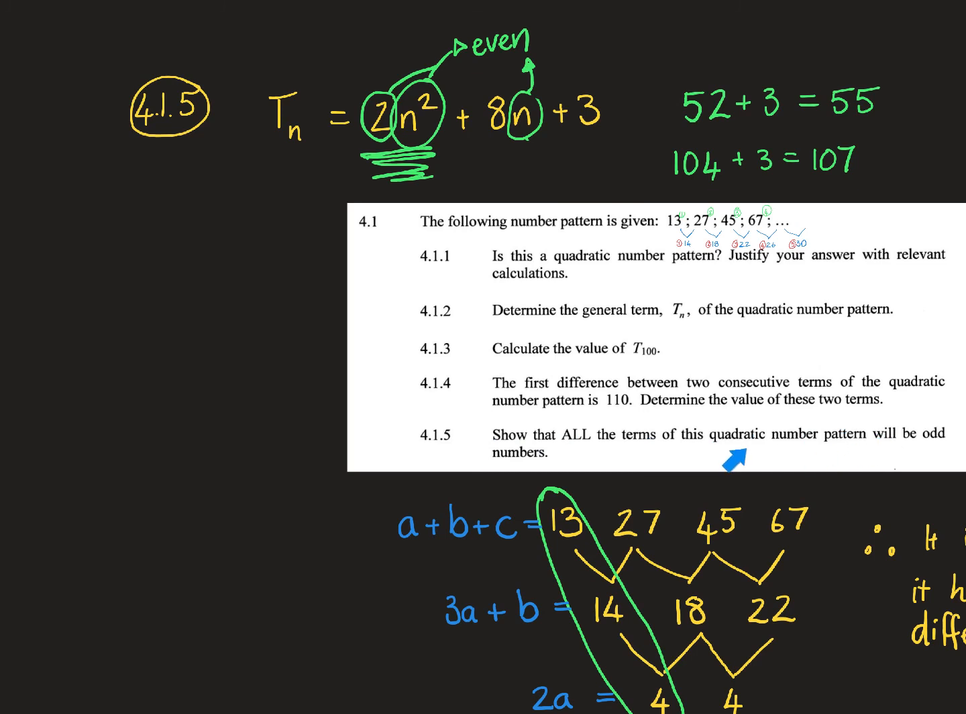And that is what you would do over here. You would state that 2n squared will always give an even answer. 8n will always give an even answer. Therefore, all of them will be odd because we are adding an odd number to an even number.